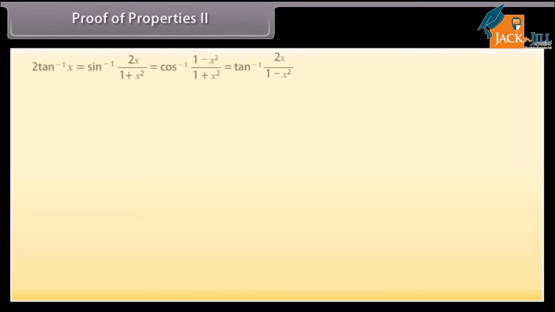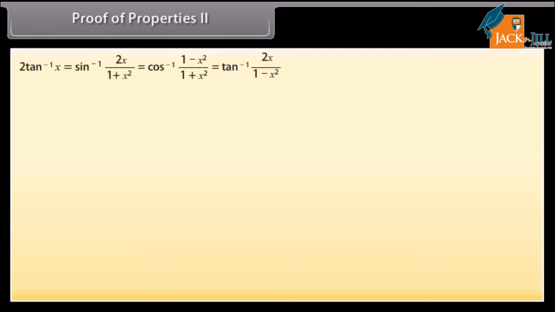Proof of properties 2. 2 tan inverse x is equal to sine inverse of 2x by 1 plus x square, which is equal to cos inverse of 1 minus x square by 1 plus x square, which is equal to tan inverse of 2x by 1 minus x square.